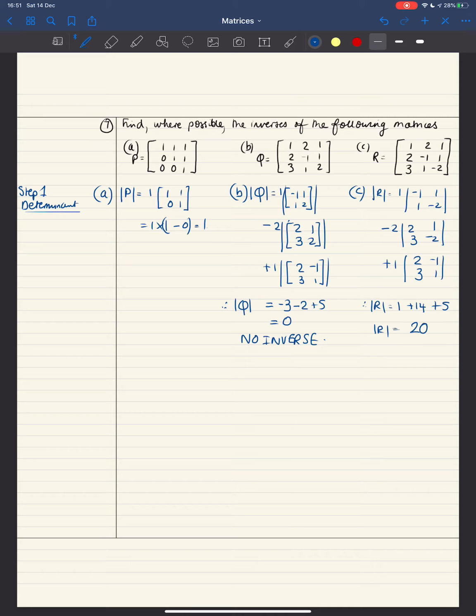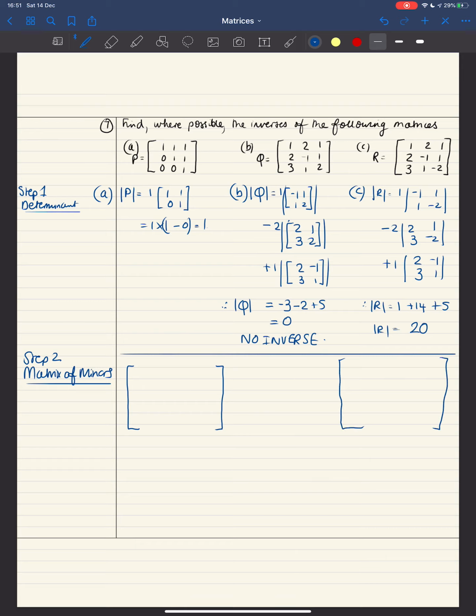Okay. So at that stage we can work out determinants for A and C. So the next thing you need to do is what's called the matrix of minors. This is step 2. Okay, so what we do here, this one we don't need to do, so I'll just do this one. So this one's A and this one's C.